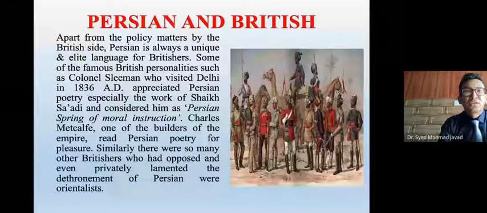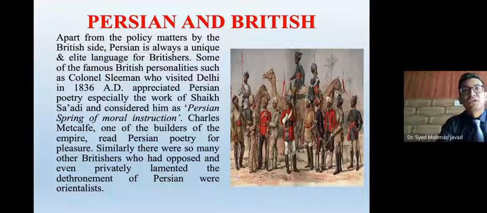The essence of this policy was the usage of Persian to understand the former power structure and to continue with established practice, so as to give Indians as little ground for reward as possible. Apart from the policies made by the British, Persian was always a unique and elite language for Britishers.